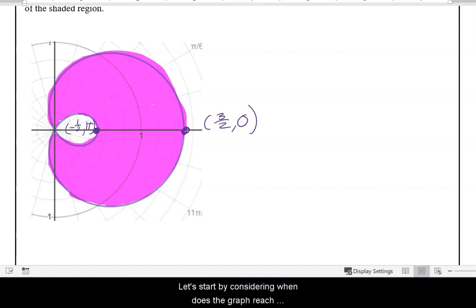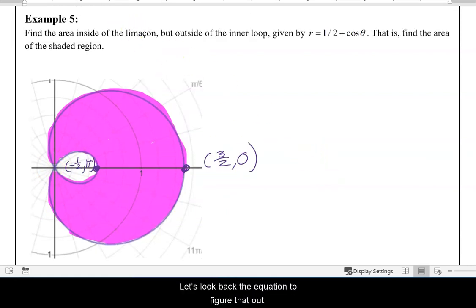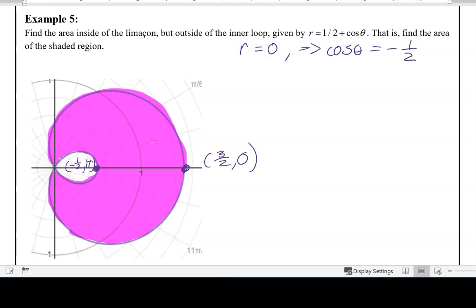Let's start by considering, when does the graph reach the pole? In other words, where does it cross itself here where the radius is 0? Let's look back at the equation to figure that out. We need to know when it hits the pole. That's when r is 0, which would imply that the cosine of theta plus a half is 0, or cosine of theta equals negative 1/2.